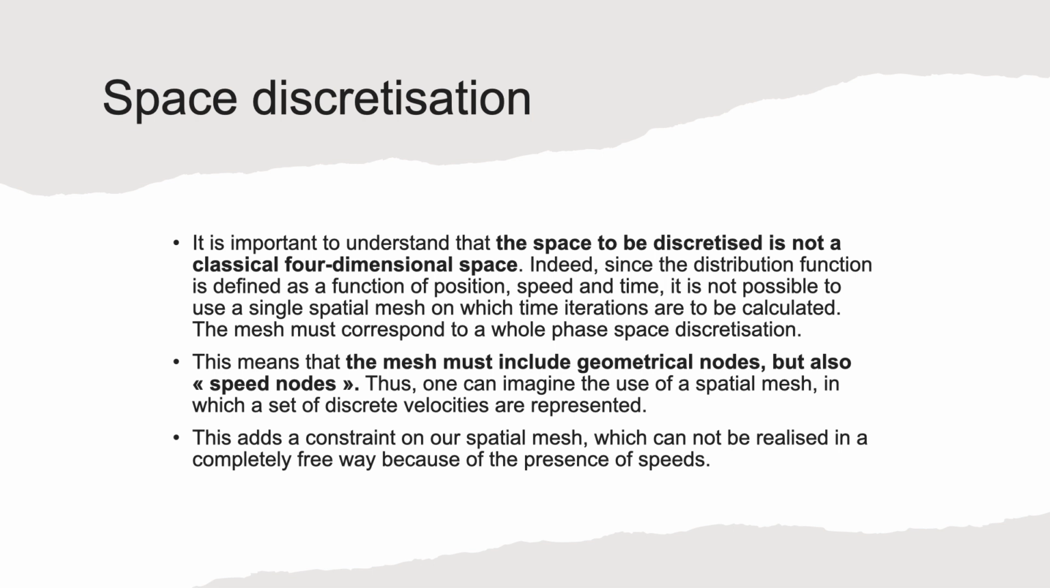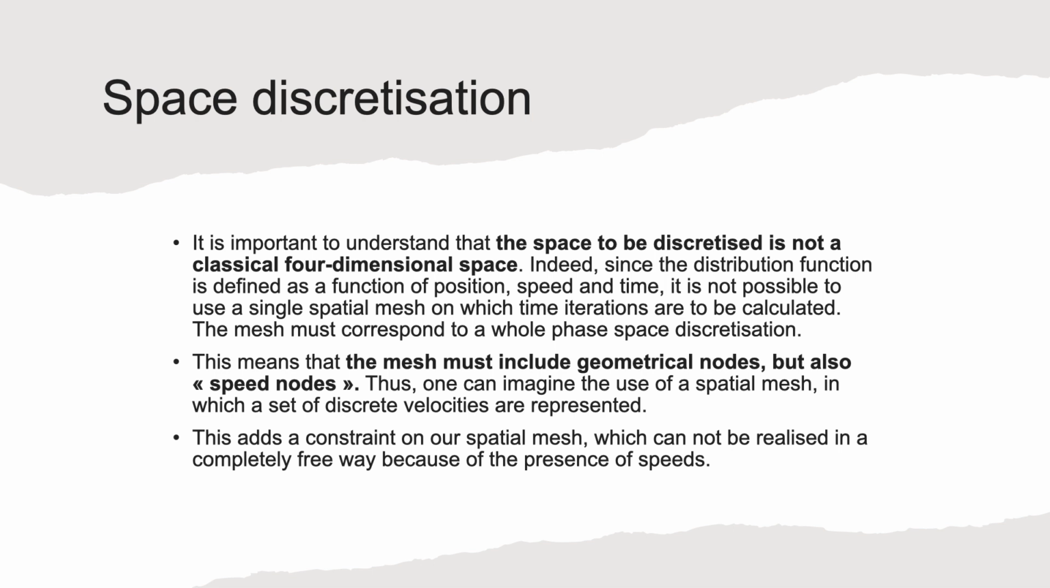So let's talk quickly about space discretization. In the Lattice Boltzmann method, the space to be discretized is not the classical four-dimensional space. This is due to the distribution function that we saw, which is a function of position, speed, and time, but it's not possible to use a single spatial mesh on which time iteration has to be calculated. The mesh must correspond to a whole phase space discretization. To say that clearly, the mesh must include geometrical nodes, but also speed nodes. It's not easy to represent, but there is a graphical representation in the next slide.